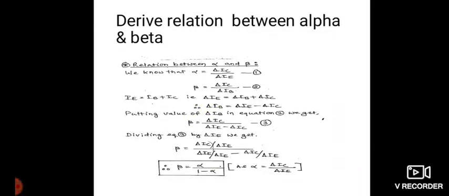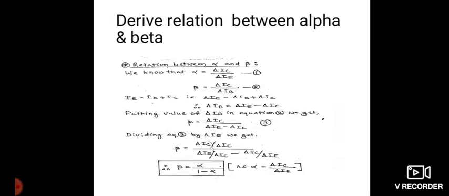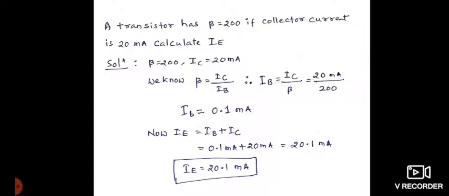Now, what is the relation between alpha and beta? There is a small derivation, you can go through this derivation. So, beta is equal to alpha divided by 1 minus alpha. Then alpha is derived in terms of beta. So, alpha is equal to beta divided by 1 plus beta.